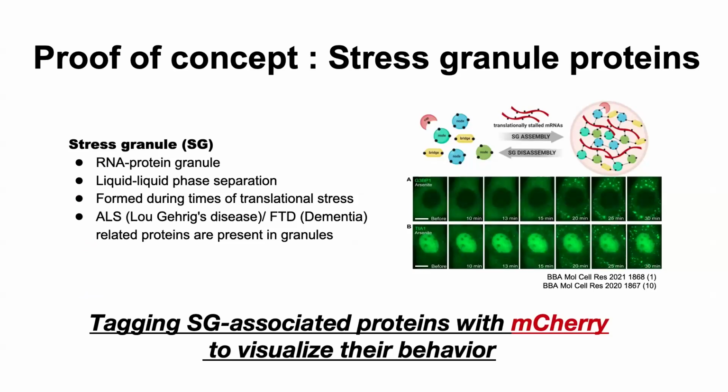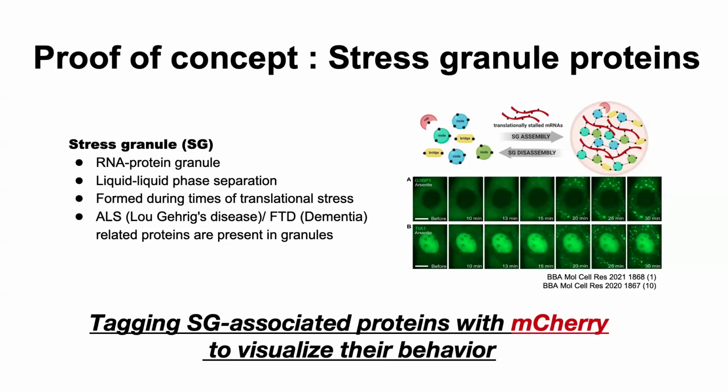Stress granules are transient RNA-protein granules that are known to form during times of translational stress and are thought to play a role in neurodegeneration, though the exact mechanism remains unclear. At the time we initiated the study, several publications had documented hundreds of stress granule-associated proteins. But which proteins strongly accumulated within stress granules, and what protein properties mediated this strong accumulation, remained unknown.